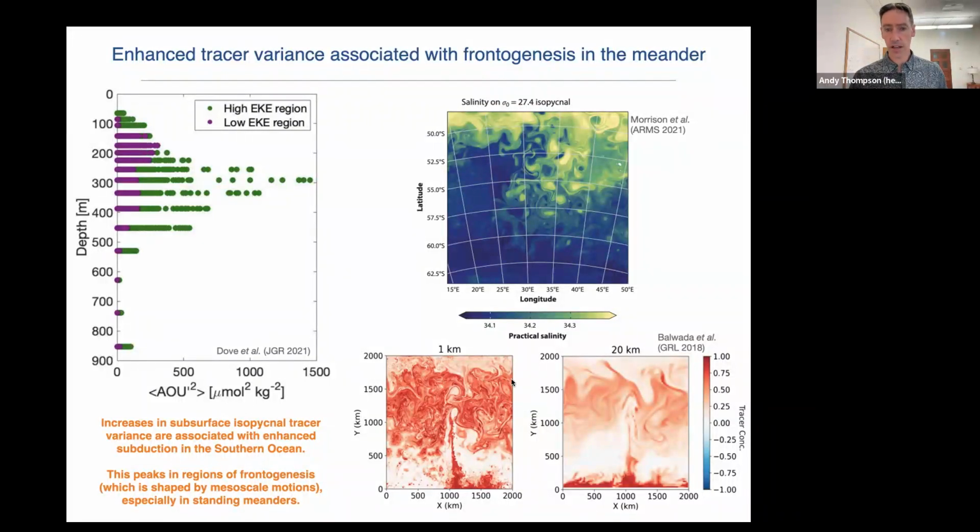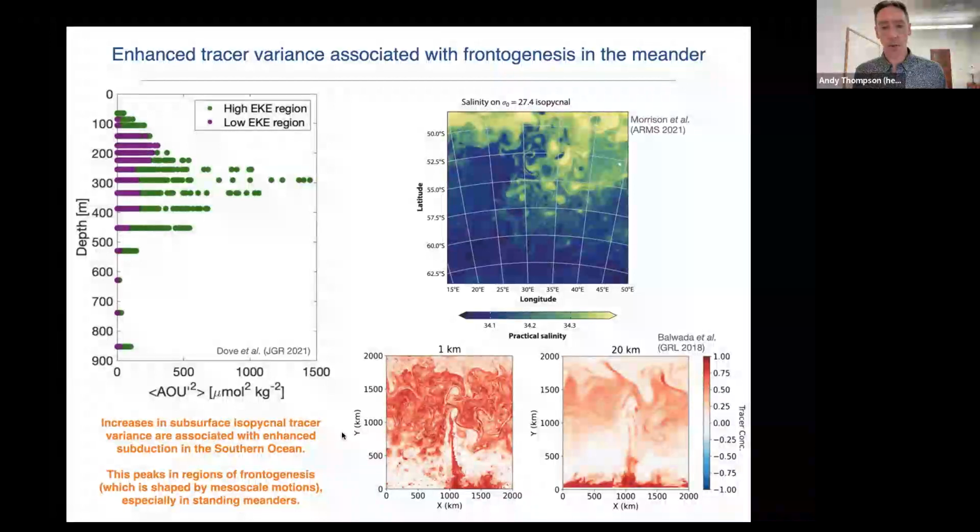Just looking at the time, I'll just focus on the lower panels here. This is a nice study of a Southern Ocean-like channel model by Drew Ballward and colleagues, where they ran it at a range of different resolutions. You're seeing the 1 kilometer and 20 kilometer model simulations below. What they did was paint the surface ocean with tracer and look at the penetration of that tracer into the interior ocean and how that depended on model resolution.